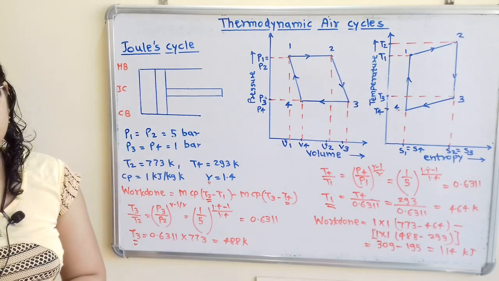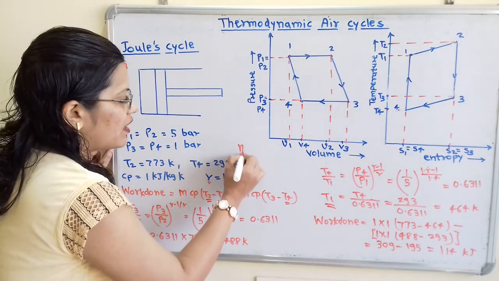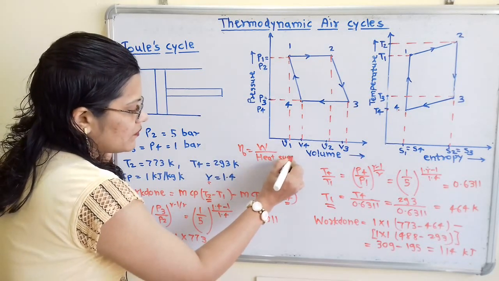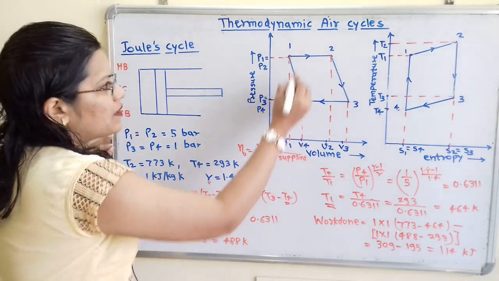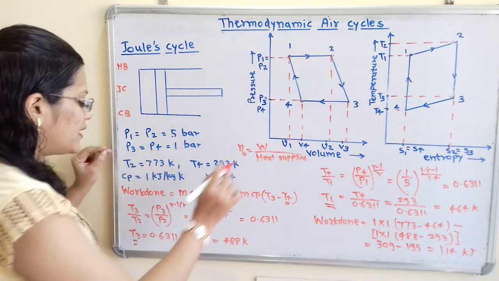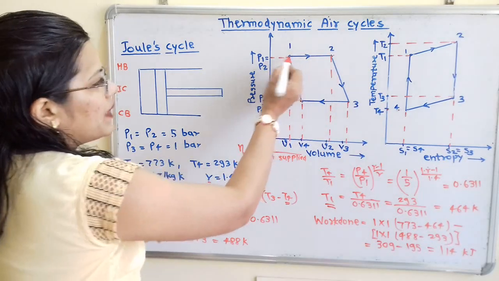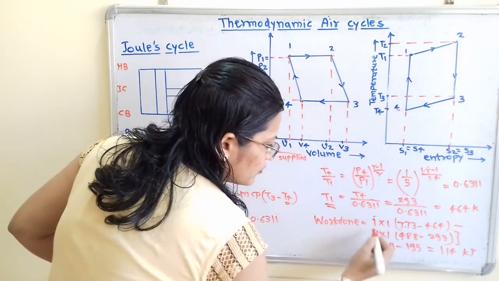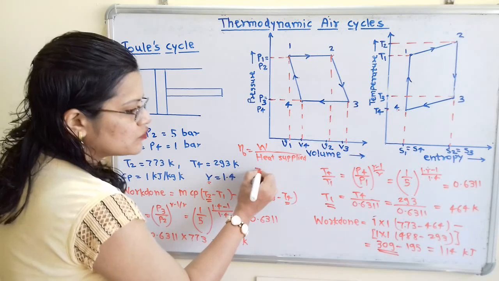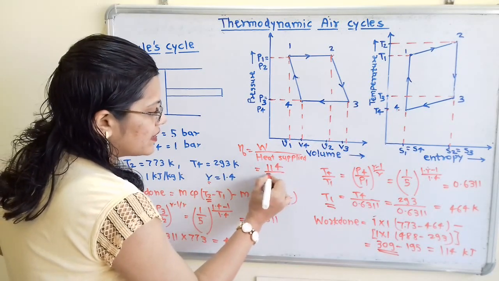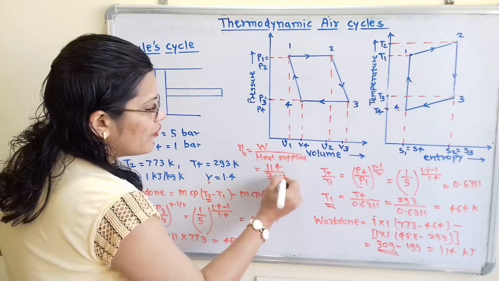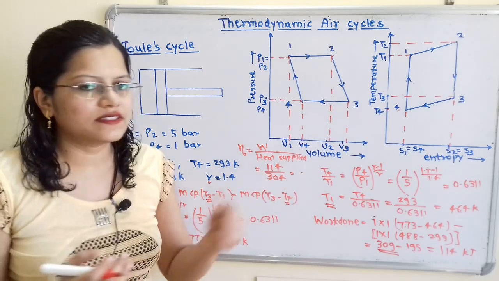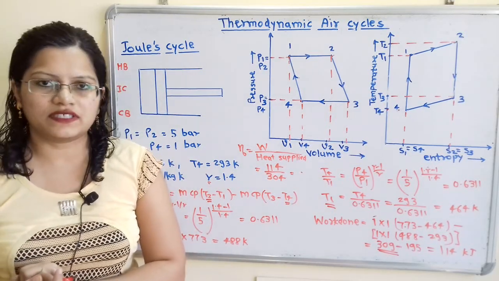Now how to calculate efficiency? We know that efficiency eta is equal to work done divided by heat supplied. So what is the value of heat supplied? Heat is supplied during the process 1 to 2, so heat supplied is equal to mCp(T2 minus T1), which we calculated as 309. So it is work done, 114, divided by 309. We have to find this answer, and that will be the efficiency. If we multiply this answer by 100, we will get the efficiency in percentage.